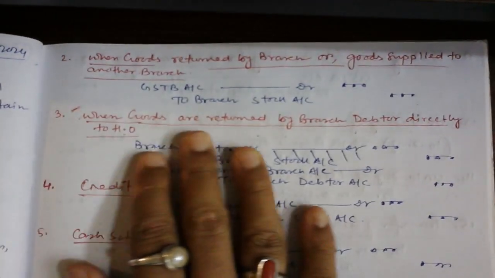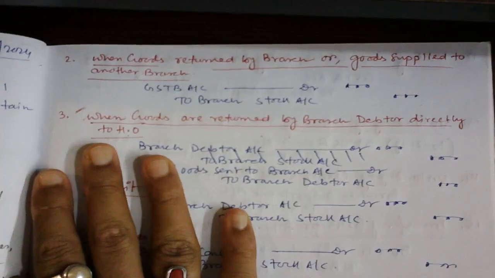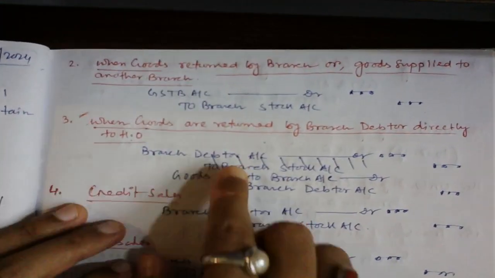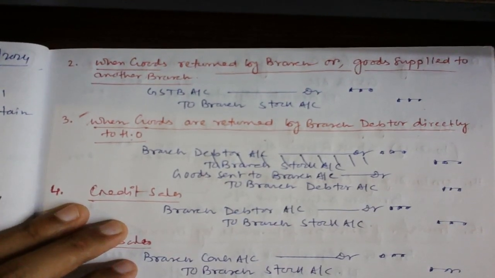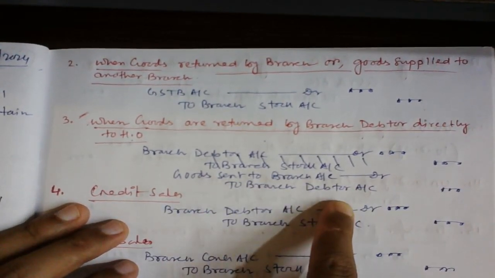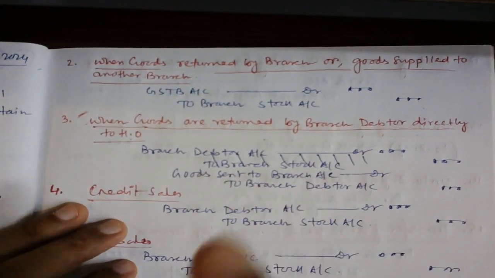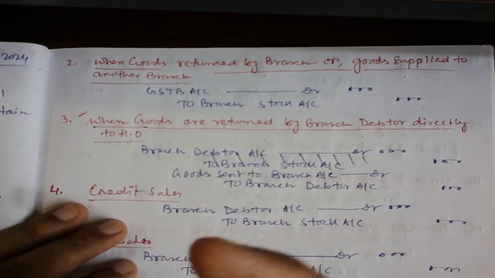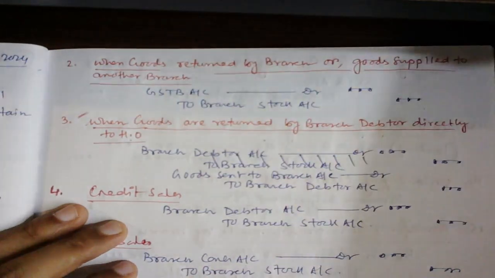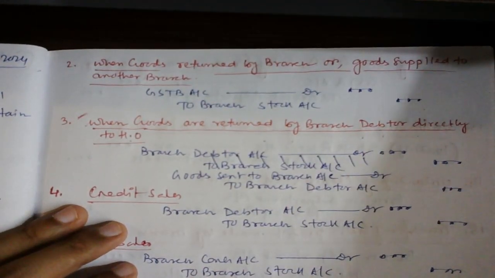Now when goods are returned by the branch debtor directly to HO. See, this is where the branch debtor directly returns the goods to the HO. In that case, what will be the journal entry, sir? Goods sent to the branch account debit to branch debtor. I am repeating, goods sent to the branch to branch debtor, because when the branch debtor sends the goods to the HO, the balance of the debtor will decrease, as the balance of the debtor is considered an asset. So you can say it should be credited.